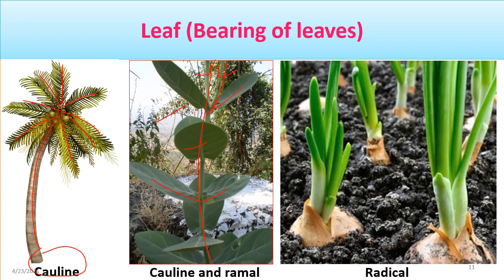The third type is where the leaves are directly arising from the underground part of the plant. It may be a corm, it may be a bulb. Here the example of onion is given. Here onion is a bulb, and from the bulb, directly from the ground, the leaves are arising. This can be seen in lily, this can also be seen in garlic. So this type of bearing of leaf is called radical.